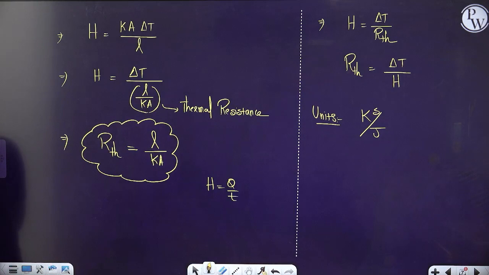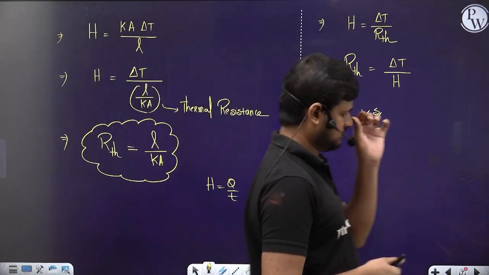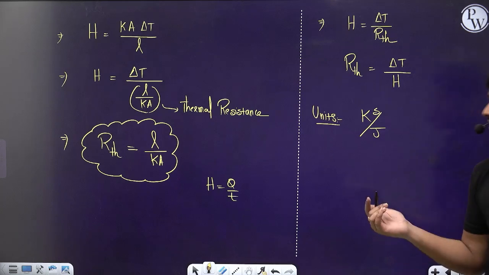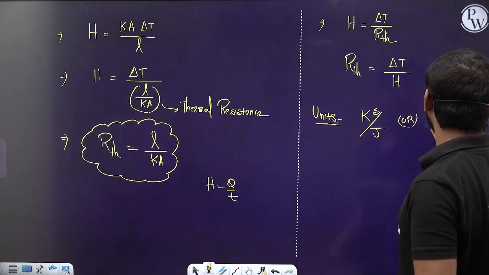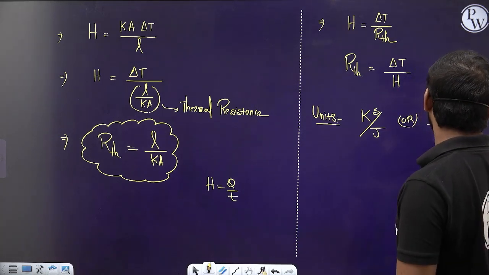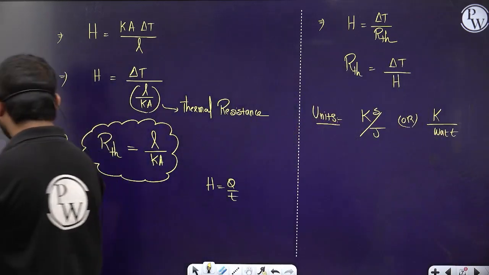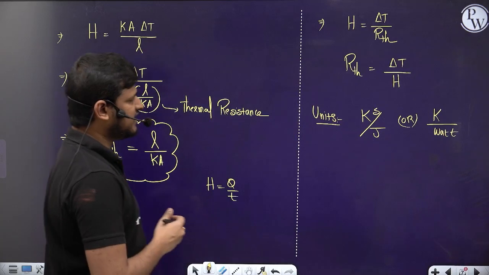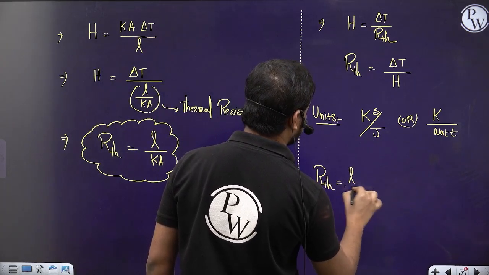Done, everyone? Clear. Or you can also write Kelvin per watt, since the heat current is nothing but watt. Done, clear, everyone? Very important. The thermal resistance is nothing but L by KA.